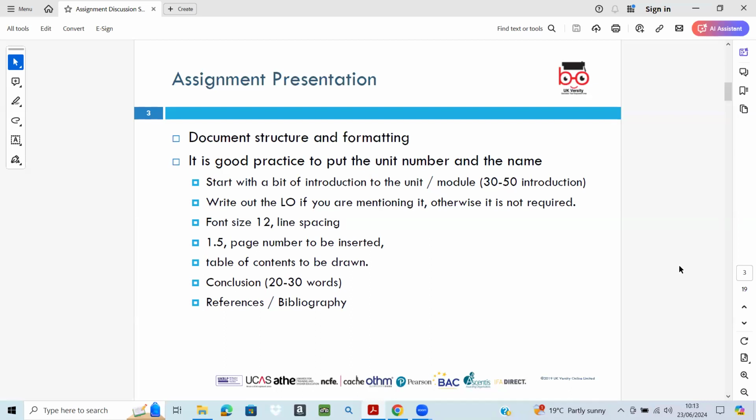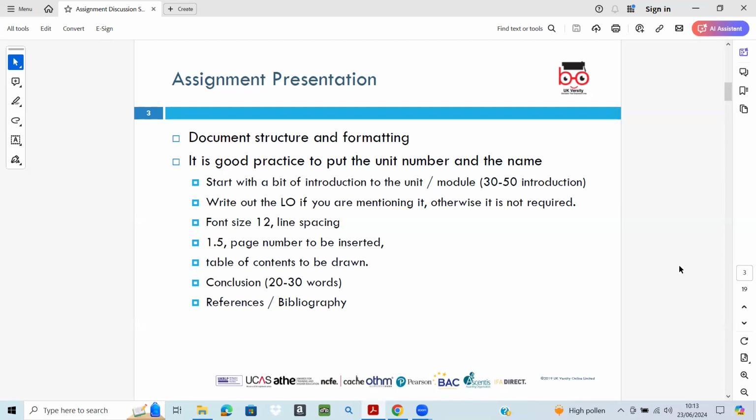Then we can say what should be in the body of the presentation. So we need to organize our content logically, covering key aspects of human growth and development discussed in the unit. We should use appropriate headings and subheadings to guide the assessor, and we need to maintain the font size at 12, and we can use Arial style throughout the document, and we need to write the conclusion.